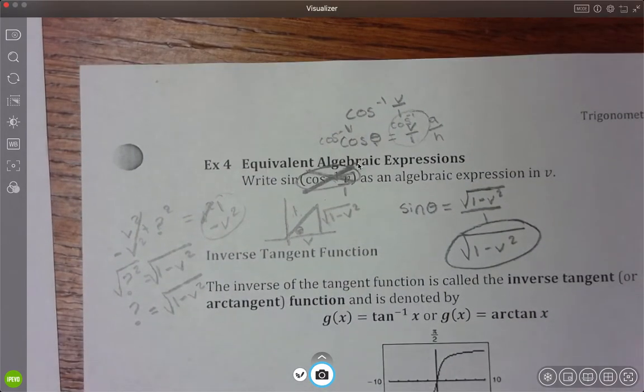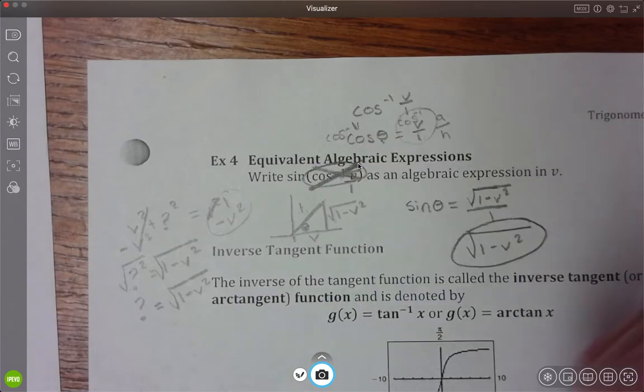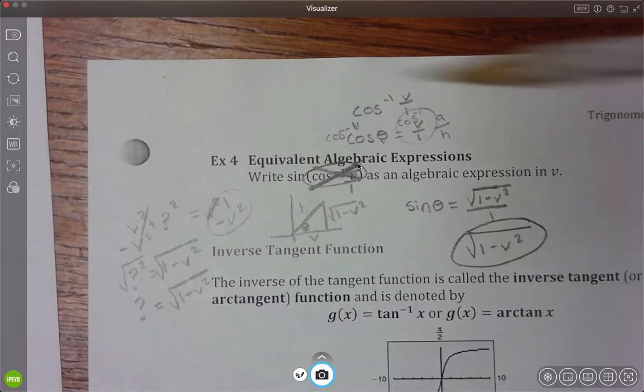We're going to do that same kind of thing in example 6, but it's going to be a little bit less messy just because we actually have numbers to work with. So keep in mind that this is going to show up again. Okay, so inverse tangent function. We haven't done this one yet.